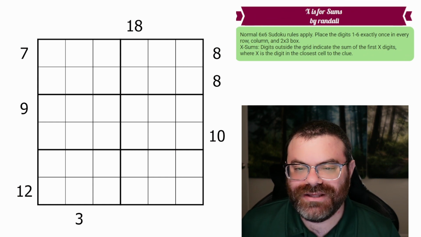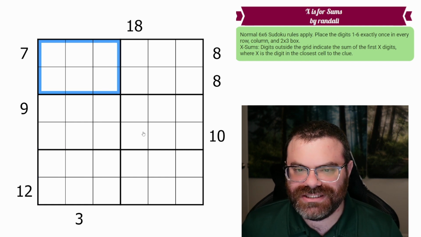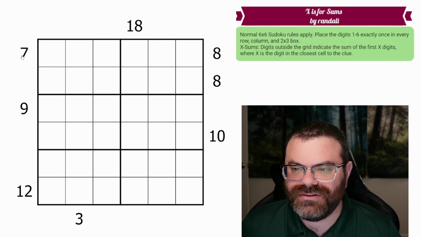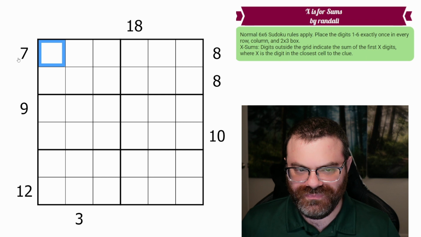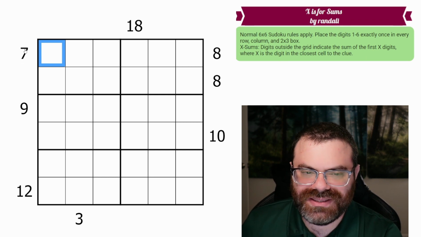So what is it? Well, we have normal 6x6 Sudoku rules in every row, every column, and every 2x3 box. We are placing the digits 1 to 6 exactly once each. We also have numbers outside the grid. Those are X sums clues. What they do is they indicate the sum of the first X digits, where X is the digit that is filled next to the clue. That includes that digit. So let's get this 7 working.